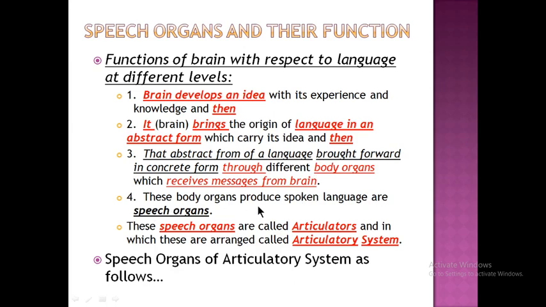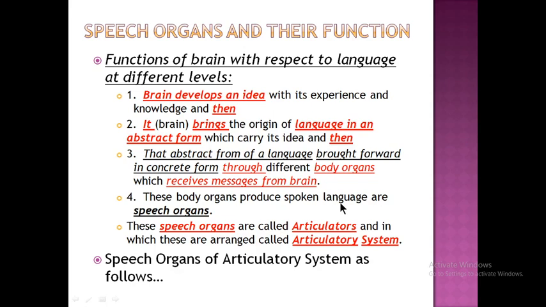And at the fourth level, these body organs produce spoken language. The speech organs, means the organs which help to produce the sounds of a language, the spoken language, that is speech organs. So we will understand these all. These speech organs are called articulators. Very clearly I am highlighting again, all these speech organs which help us to produce the respective sounds of a language are called articulators, and the system where all these articulators are arranged is called the articulatory system. Okay, very simple.